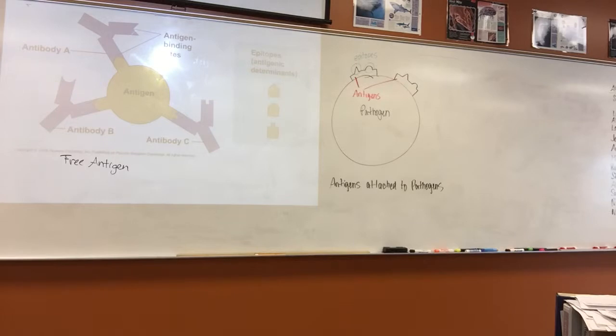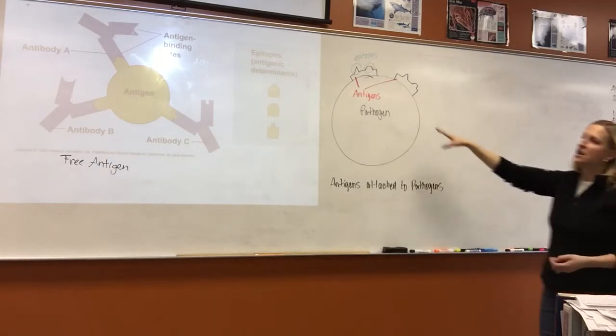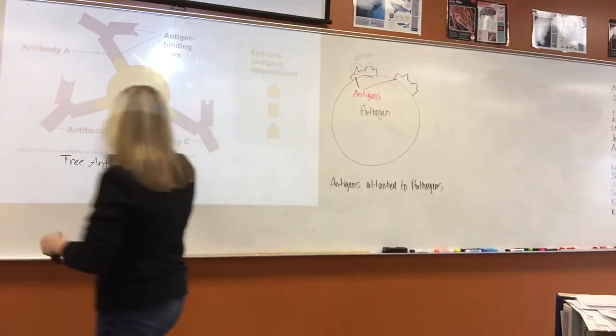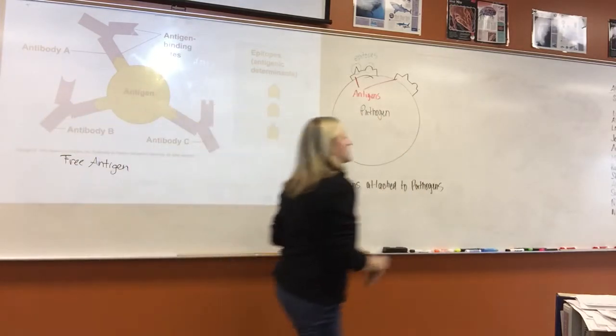So that's how your body recognizes something that's foreign. So when something foreign comes in, it recognizes these shapes and says, okay, that's not part of us, so we must get rid of it, okay? And so that can be attached to a pathogen, or the antigen can be free. Let me give you an example of what that means.